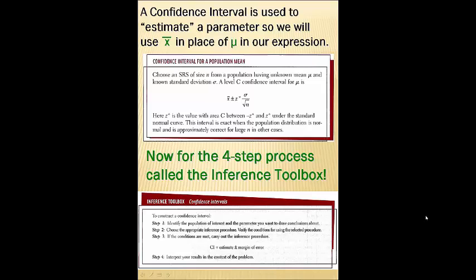Next, step 2, choose the appropriate inference procedure. Well, the only thing you know how to do right now is confidence intervals. So you're going to say, step 2, confidence intervals for means. When we get to 2 proportions, you'll have to specify it that way. Step 3, verify the conditions for using the selected procedure. Well, we've been talking about these goofy rules of thumb, which we're the only ones in the world that are going to know, because they're in our book, not everybody else's. But the first one we have to make sure of is that in order for us to use the standard deviation, it's normally distributed.